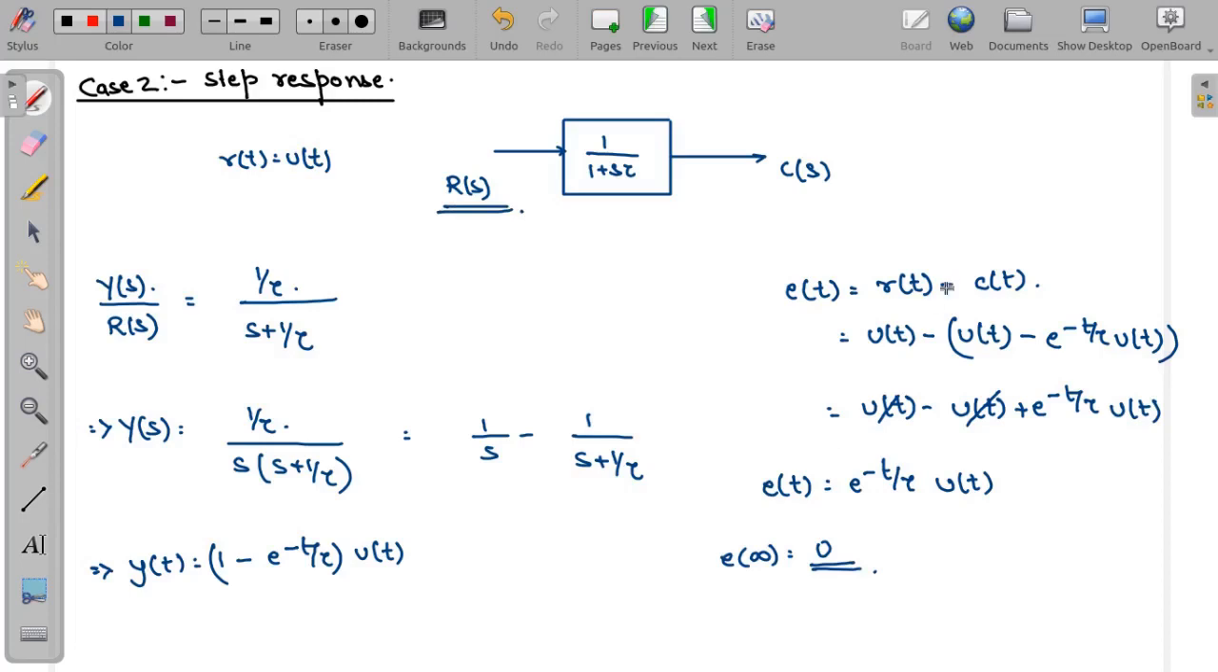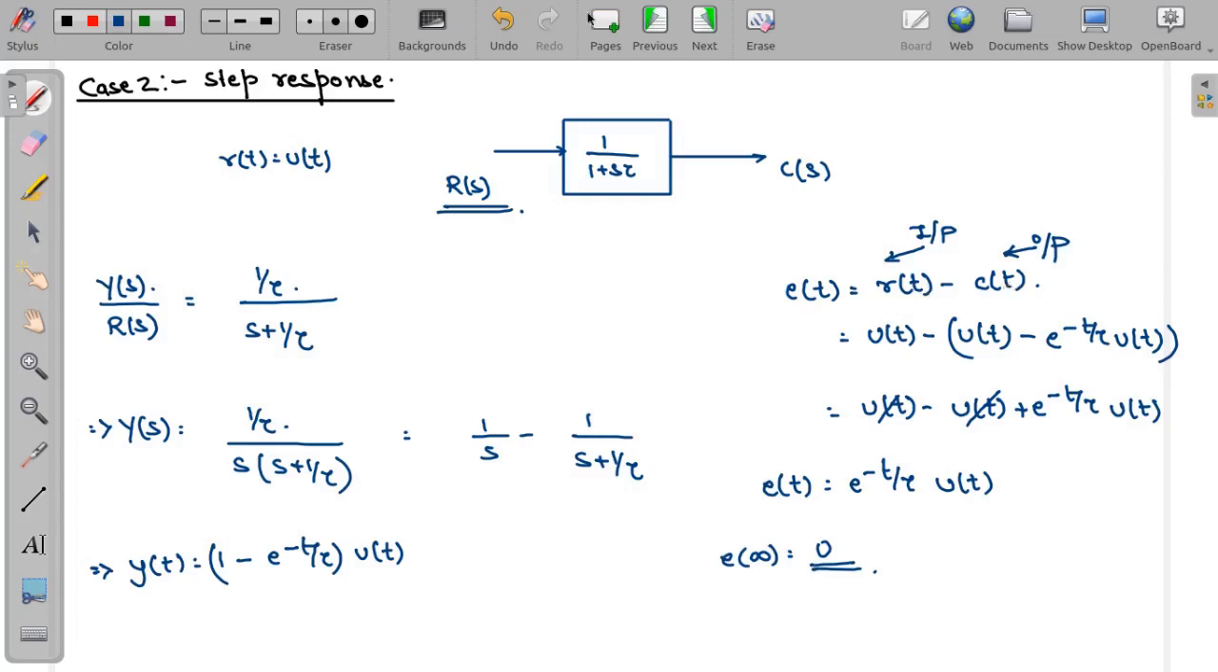Because why? Error is this, this is your input, this is your output. At t tends to infinity, error becomes 0, so input will be equal to output. So in a step response, basically input will be equal to output.